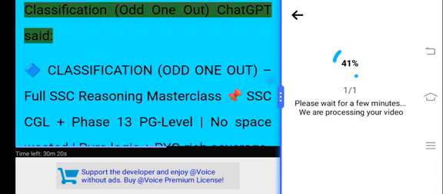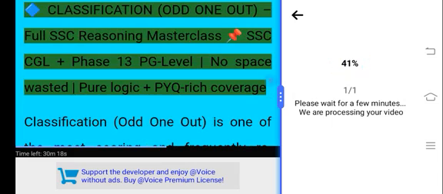You said: Classification odd one out. ChatGPT said: Classification odd one out. Full SSC reasoning masterclass, SSC CGL plus Phase 13 PG level. No space wasted. Pure logic plus PYQ-rich coverage.